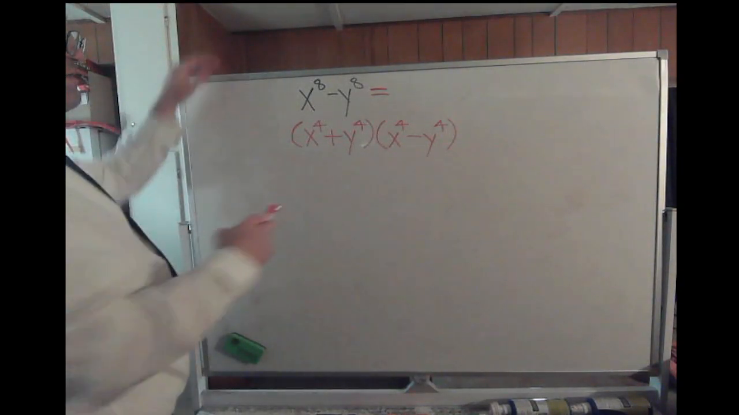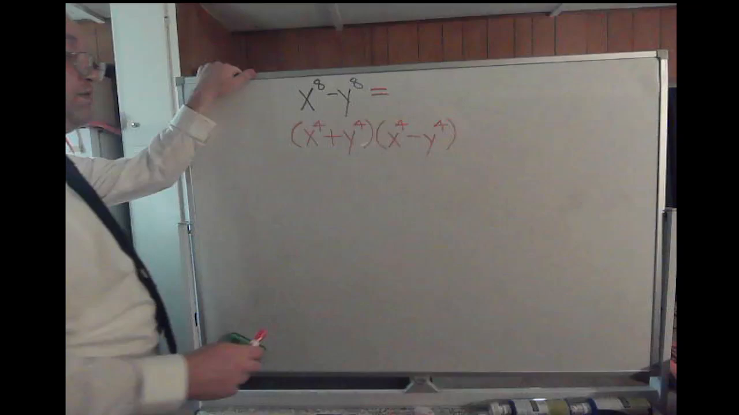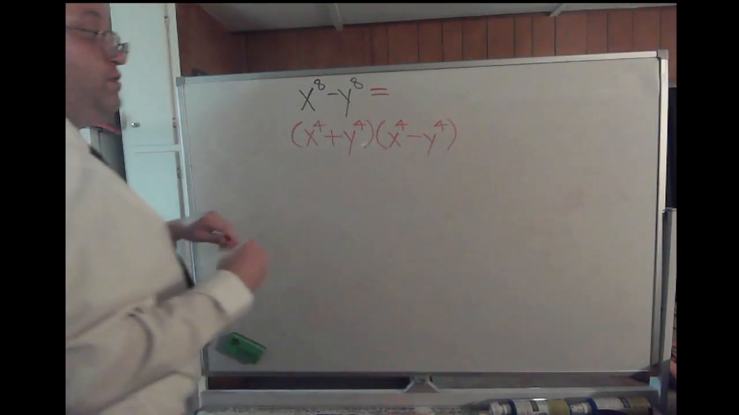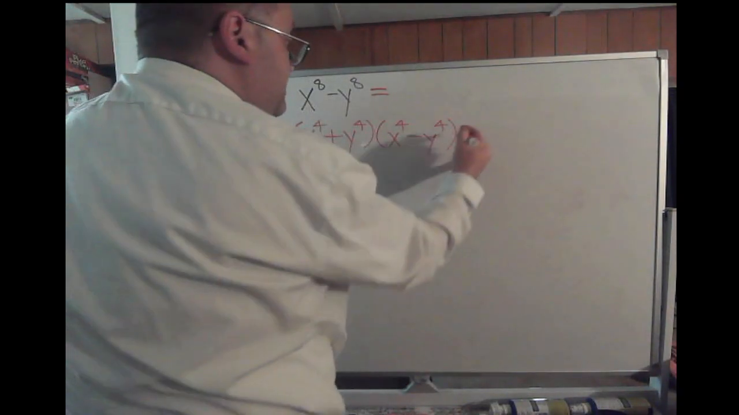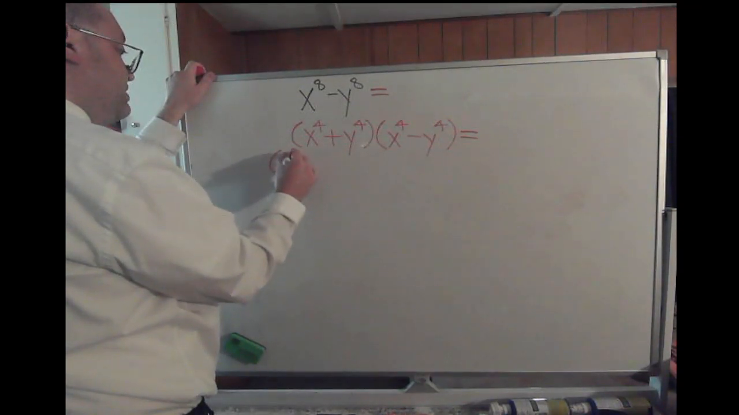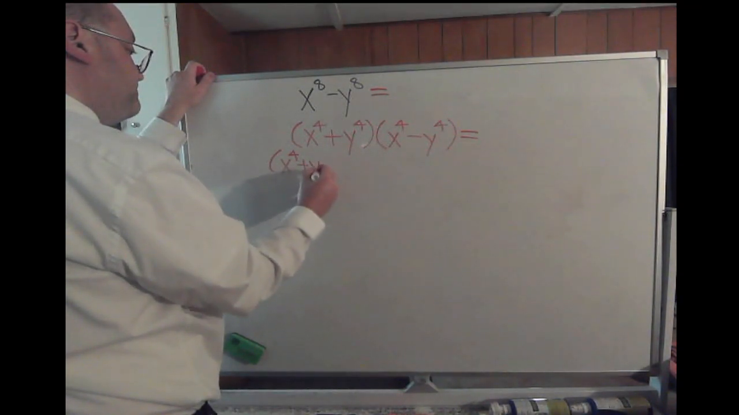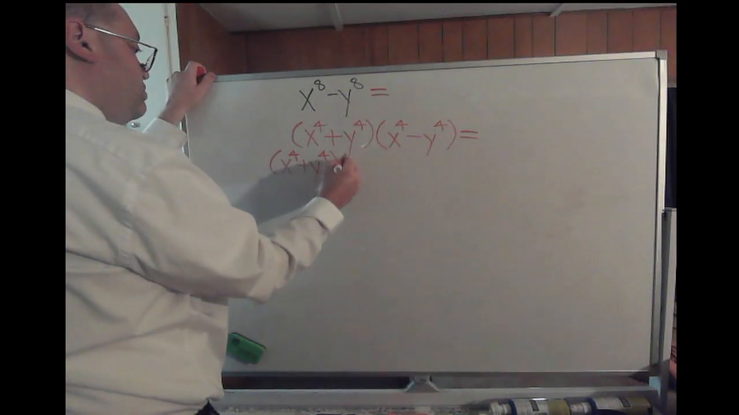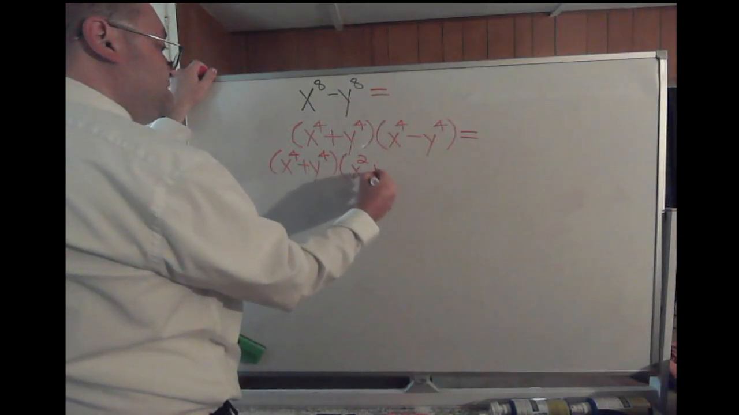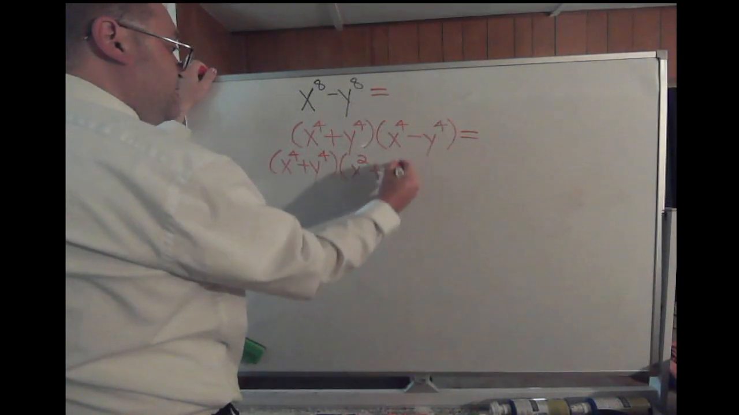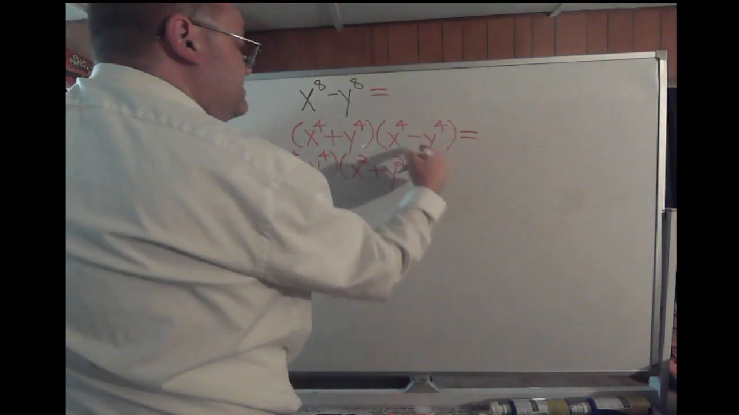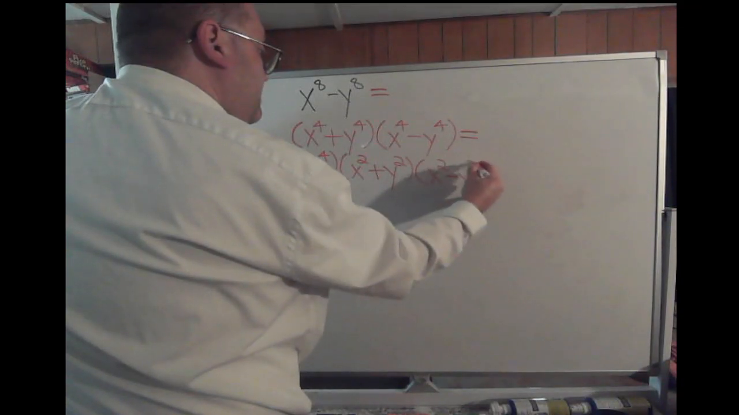Alright, well, we clearly can't factor x to the fourth plus y to the fourth any further, at least not right now. But we can factor x to the fourth minus y to the fourth. That's a difference of two squares. So we're going to keep the x to the fourth plus y to the fourth times the quantity of, what's the square root of x to the fourth? Well, that'd be x squared plus the square root of y to the fourth. That'd be y squared, times x squared minus the square root of y to the fourth, which would be y squared.